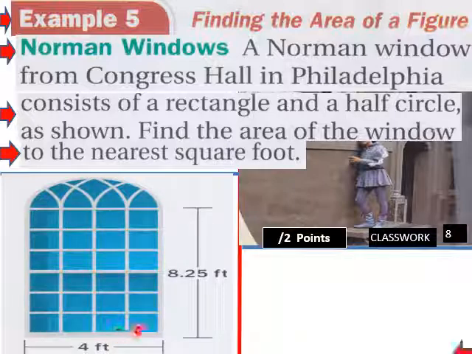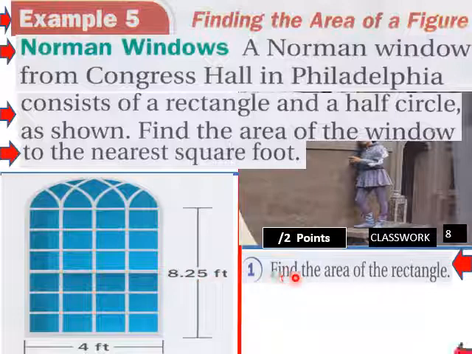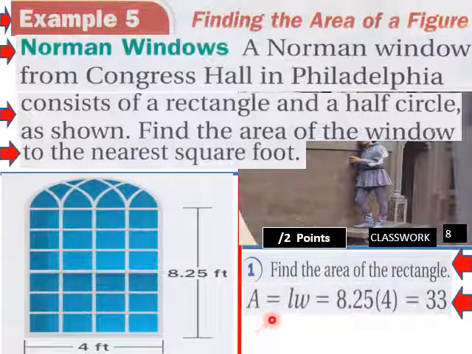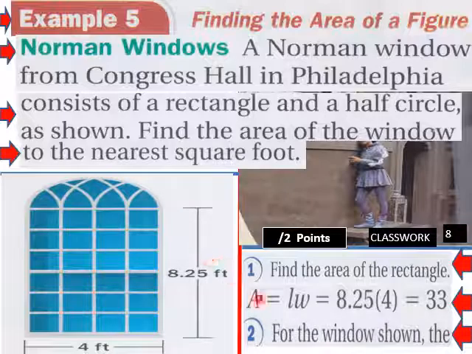So we have 4 feet here. Find the area of the rectangle. So length times width, 4 by 8.25, is 33. We've got that. So now we need to find the area of this half circle.